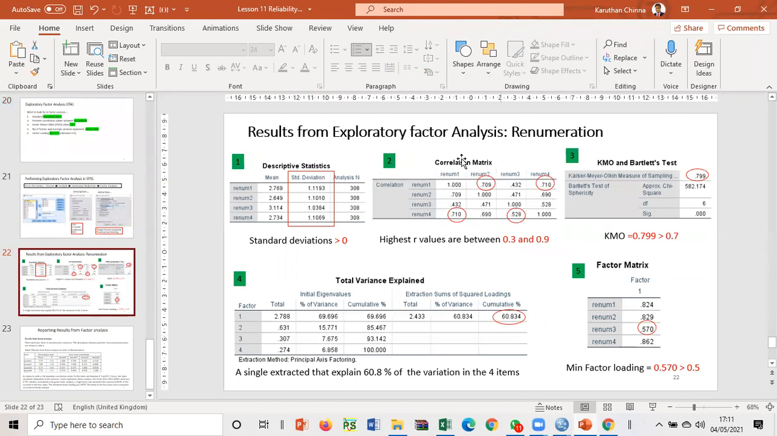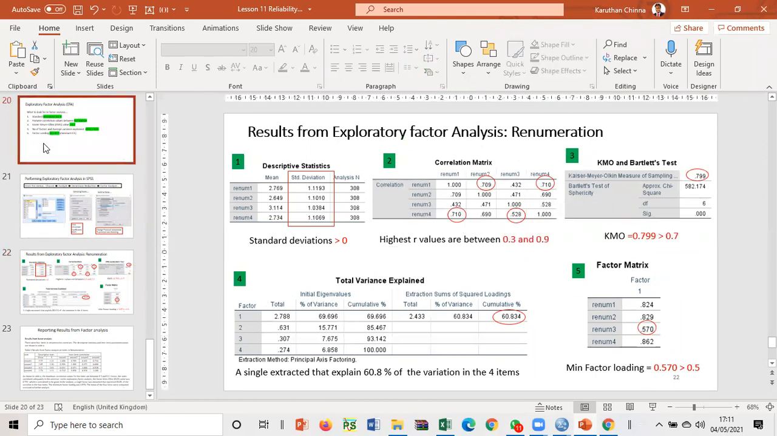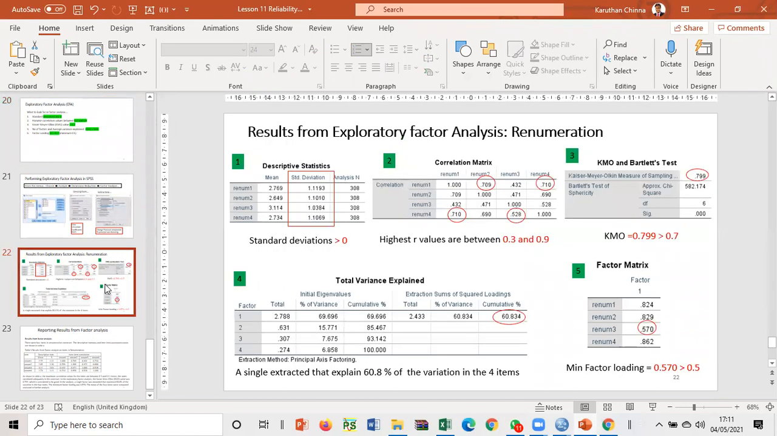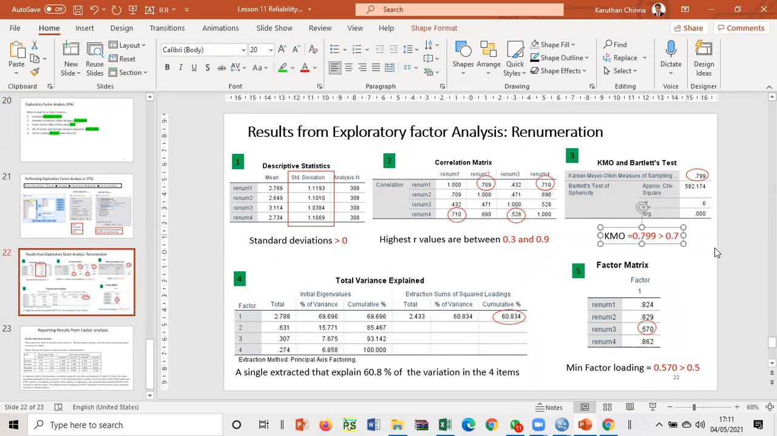Number 1, are they all more than 0? Yes. Correlation: circle the highest value in each column. Are they all between 0.3 and 0.9? Yes. Next, ask for Kaiser-Meyer-Olkin. That means, can they be reduced to smaller dimensions? Is this value more than 0.7? Yes. They can be reduced into smaller dimensions.